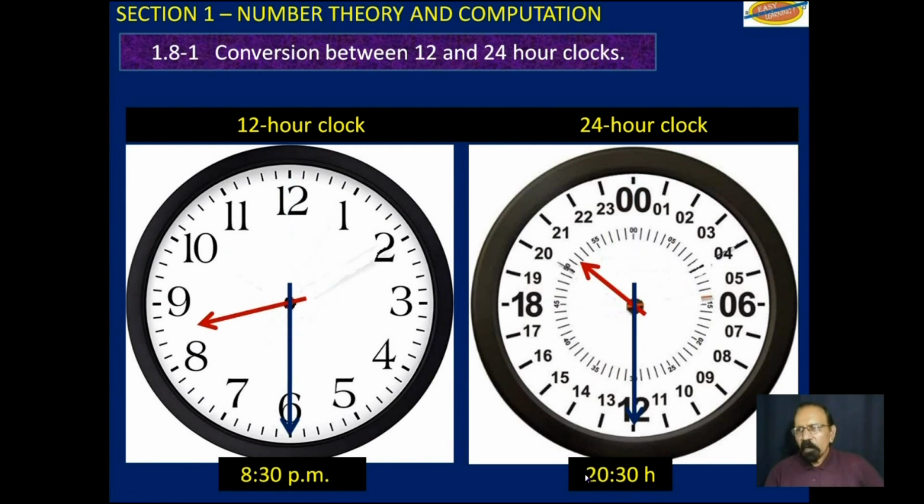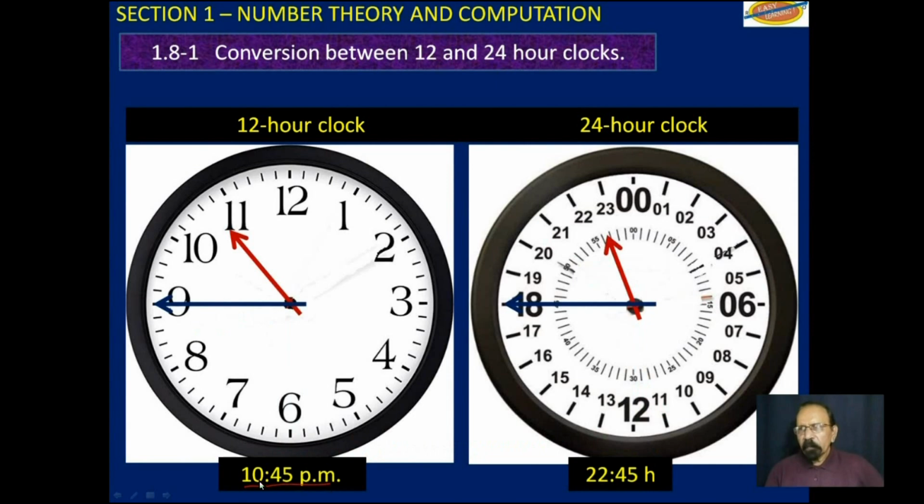In the night now, 8:30 p.m., which looks like this on the 12-hour clock. On the 24-hour clock, it is somewhere between there, between 20 and 21. And here is the 30 minutes. So that is 20:30 hours. 10:45 p.m., going on to midnight. That is what the 12-hour clock will say. The 24-hour clock will say, when we add 12 to that 10, 22:45 hours.